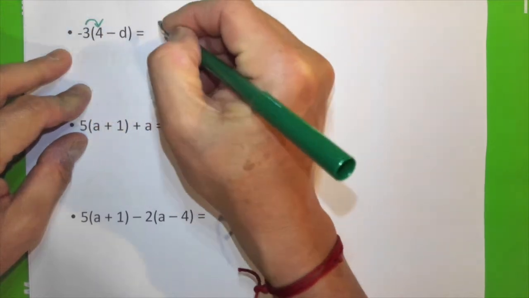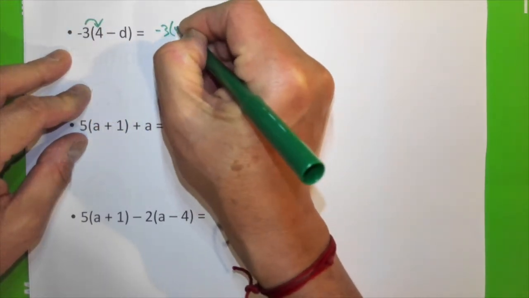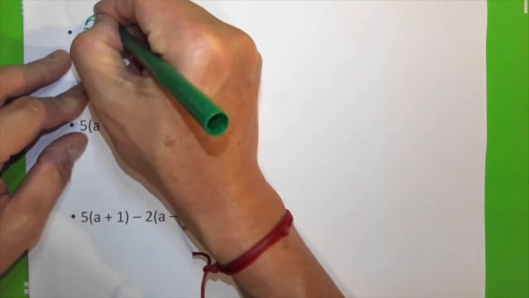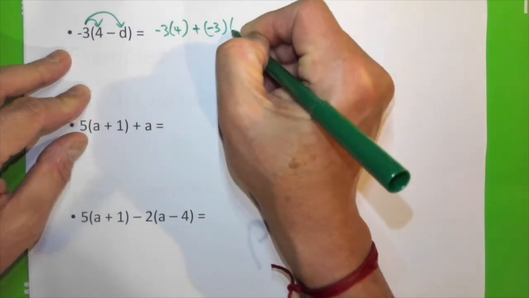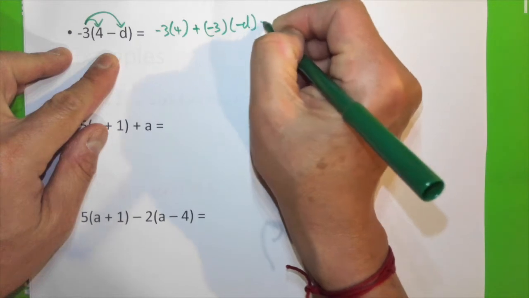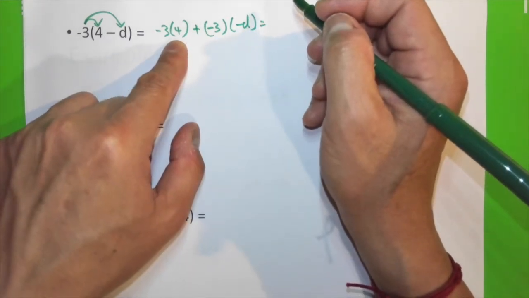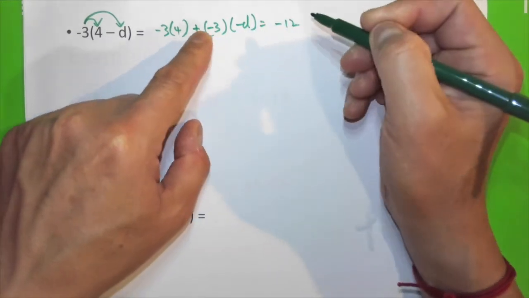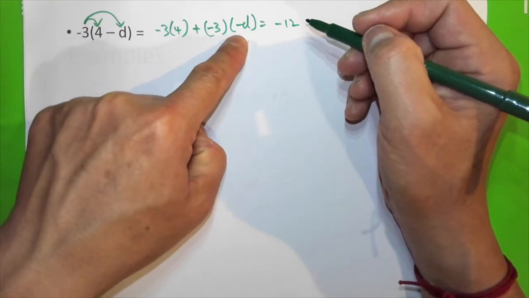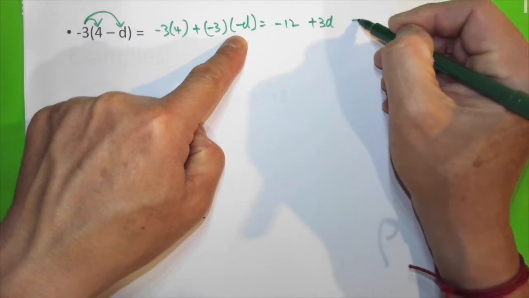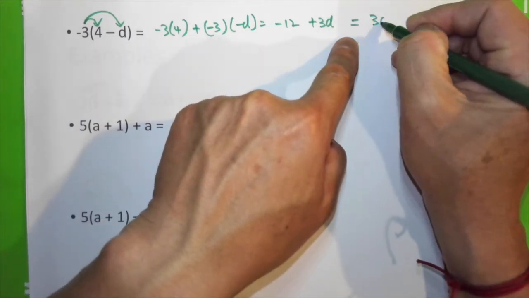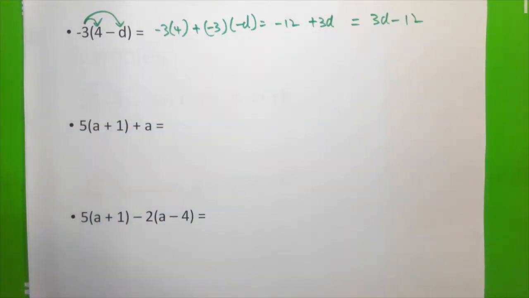We've got minus 3 times 4. Then we've got plus minus 3 times minus d. Therefore, we have minus 3 times 4 is minus 12. Minus 3 times minus d, that is plus, so it's plus 3d. Or we can rewrite it as 3d minus 12.